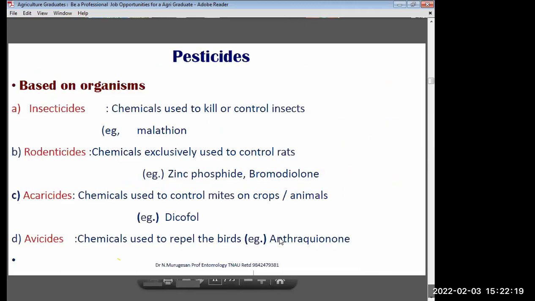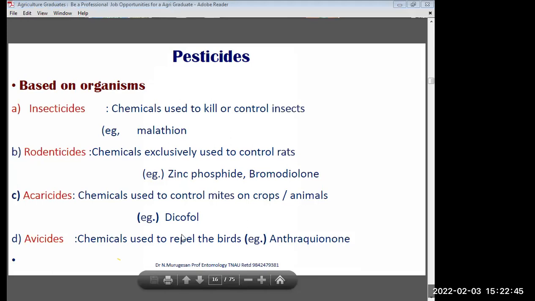Okay, what pesticide is required? There are various pesticides. The pesticides are classified based on the organisms those are controlled by these chemicals. For example, insecticide is a class, all those chemicals which are used to control insects.